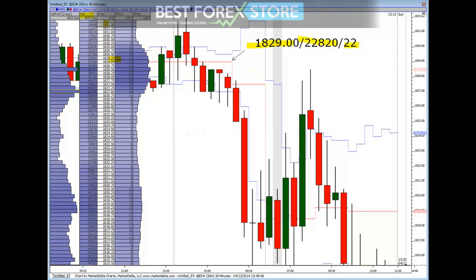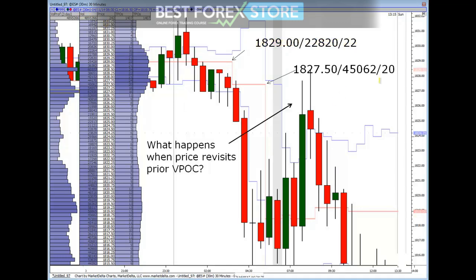Now, after these 22 times, what happened? The volume drops, and that's why we get a volume point of control shift to the downside. Volume begins to increase at a lower price level. At 1827.50, volume jumps up to 45,062, and yet we're still at 20 TPOs at that level, so we're still getting some rotation there.